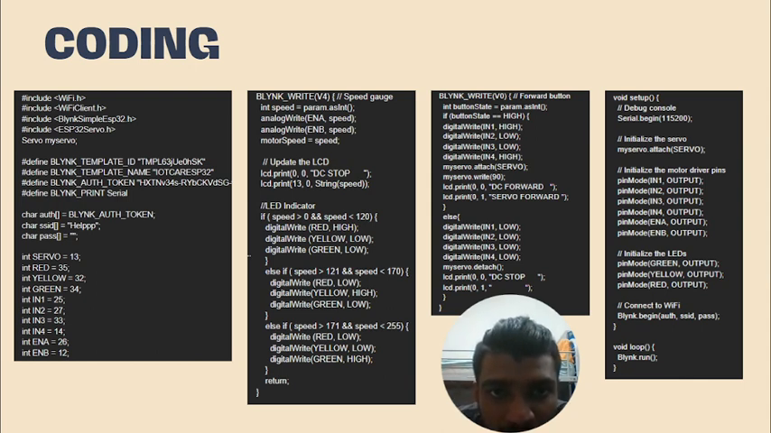And then Blynk write V0 is for the forward button, so to move the car forward. If button state is high, digital write IN1 is high, and then IN3 also is high to move both the DC motors. And then the LCD prints DC forward. Else it digital writes everything to low. There is also V1 to move backwards, V2 to move to the left, and V3 to move to the right.